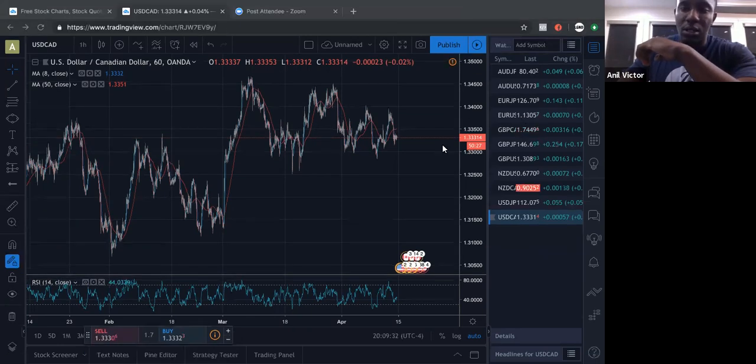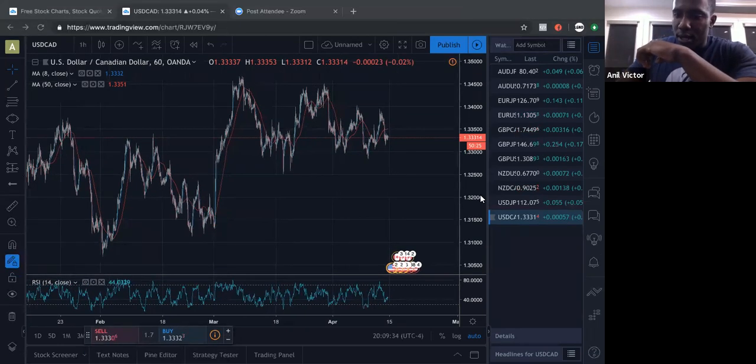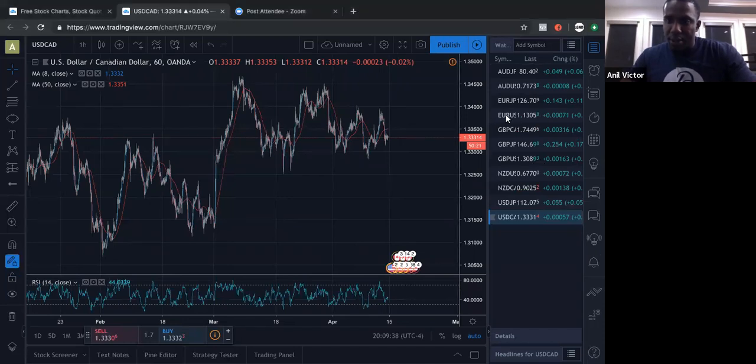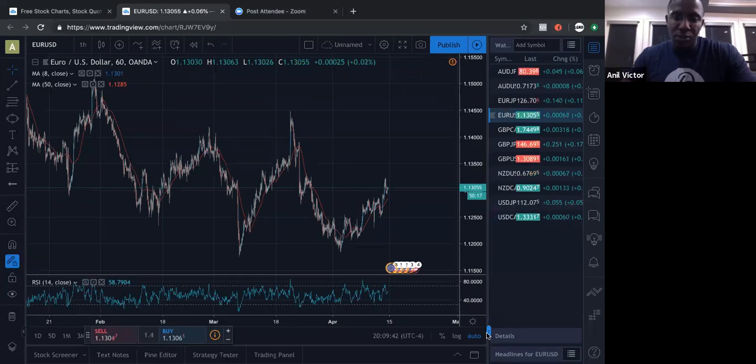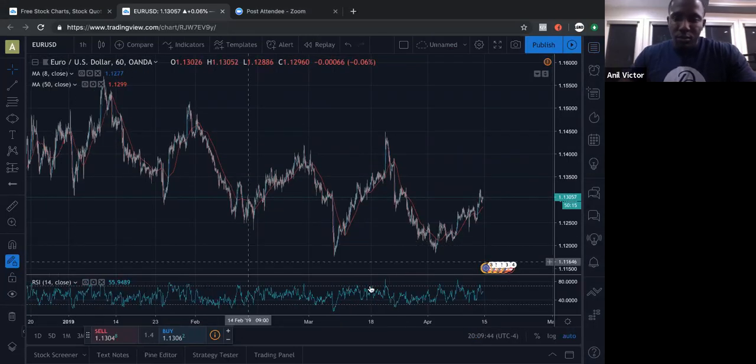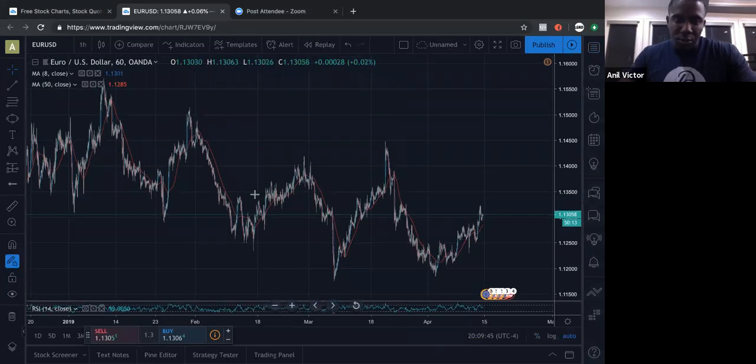All right, so let's look at a solid pair. This is a solid moving chart, EUR/USD. This is a solid moving pair. Right now it's set on the hourly time frame.